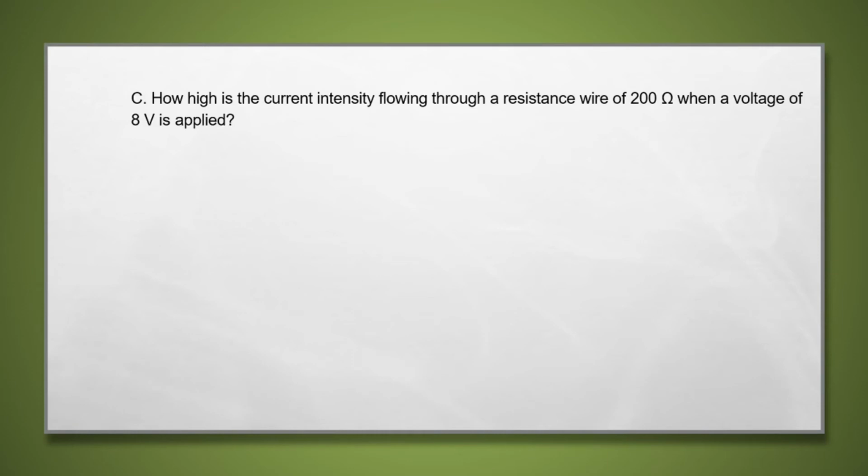For C, how high is the current intensity flowing through a resistance wire of 200 ohm when a voltage of 8 volt is applied? The answer is 0.04 ampere.